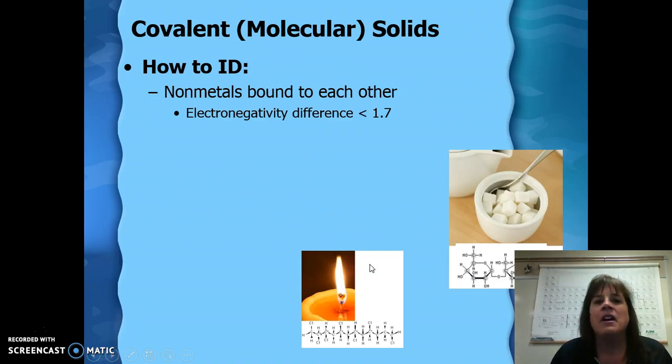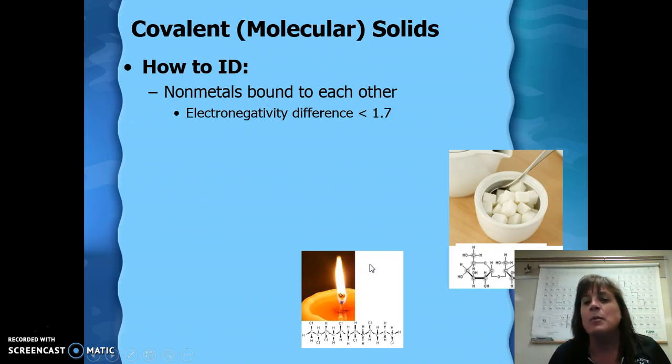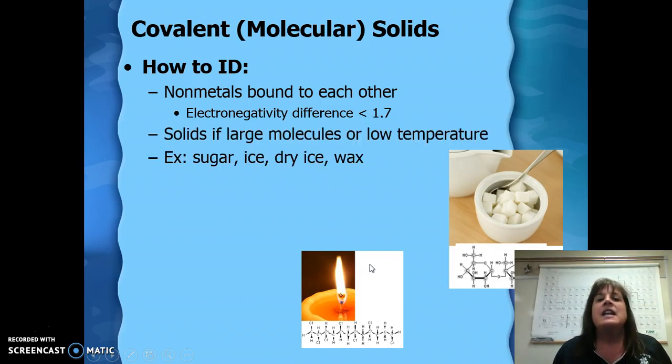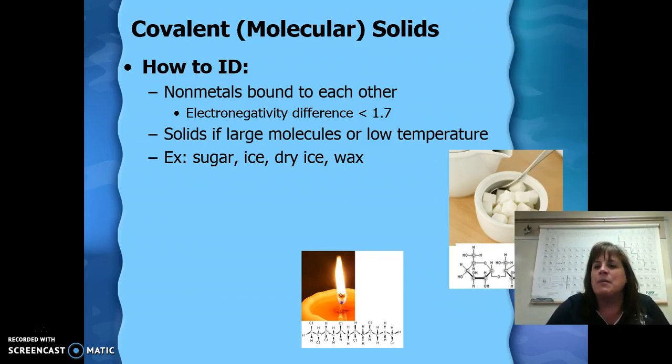Our last type of intramolecular force is called covalent or molecular. How do you identify them? Are there 2 nonmetals bound together? So 2 of those guys up there bound together would make it a molecular covalent compound. Or when you take an electronegativity difference between them, it'll be less than 1.7. Now, if they're solids, they're very large molecules, like this wax here of carbon and hydrogen. Or here's sugar. Sugar's covalent. Look how big that molecule is. So some good examples are sugar.